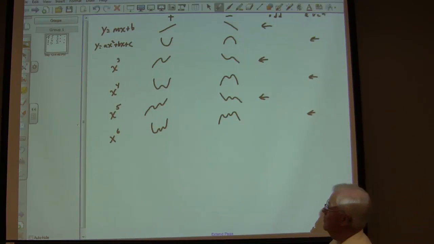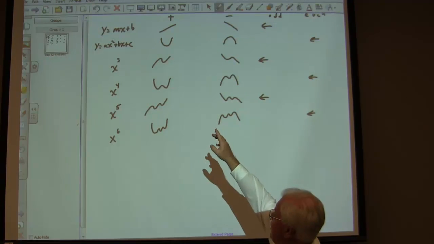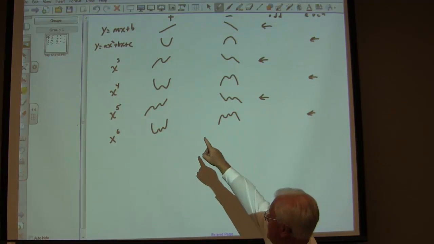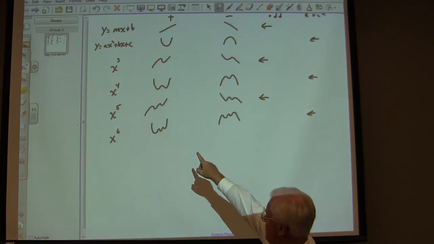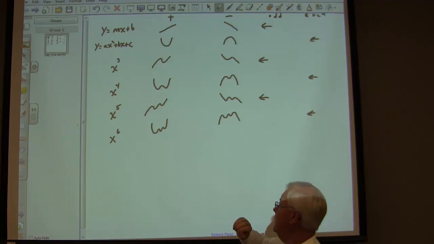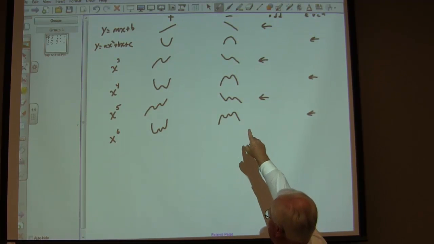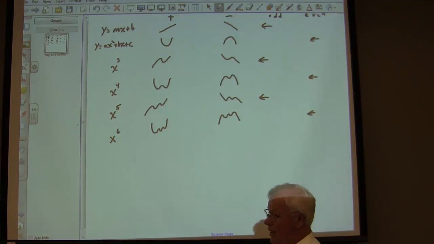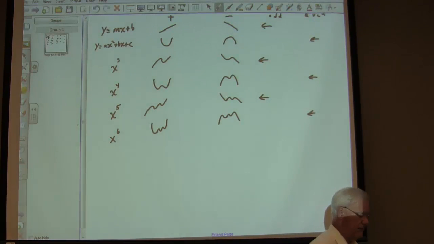If they are positive, they form a U shape opening upwards. Notice the 4 does the same thing, it just has an extra hump in it. The 6 also is a U shape upwards with a couple extra humps in it. And if it's negative, it goes down. The two ends both go in the same direction, positive or negative.